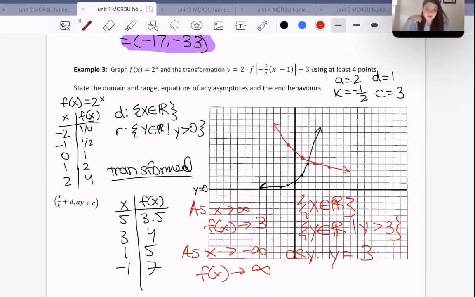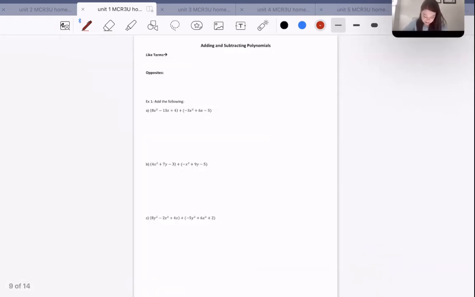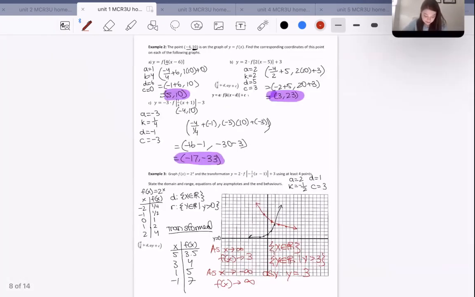All right, so there are some suggested textbook problems for you to try, so best of luck with those, and let me know if you have any questions. But that is everything for the transformation of functions today. Next time we will talk about adding and subtracting polynomials, so we will see you for that. Bye for now.